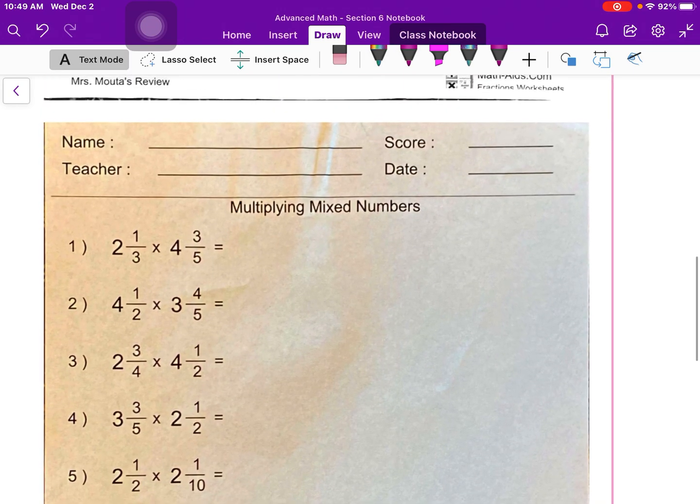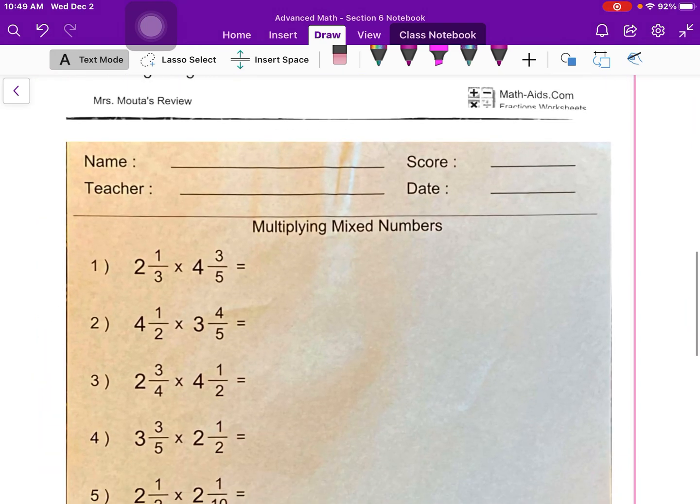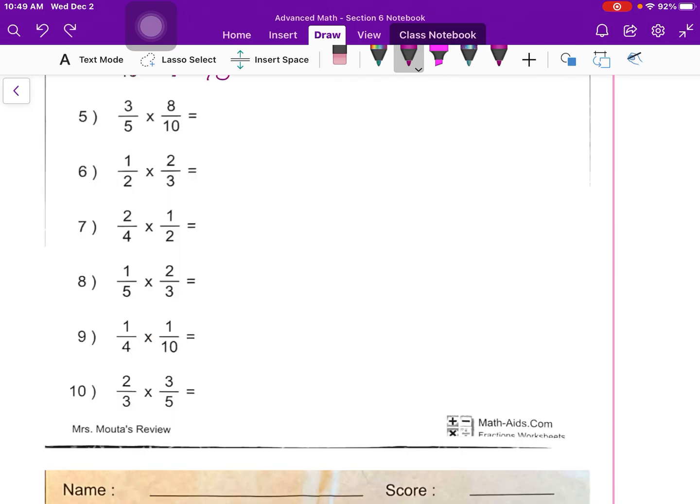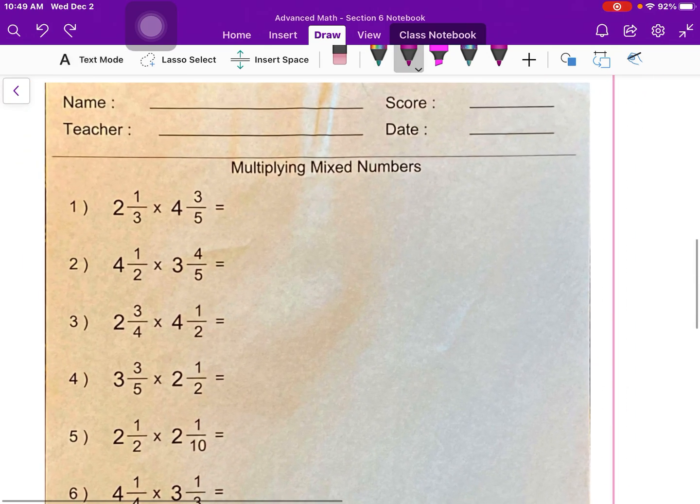Also on this page is how to multiply mixed numbers. Sorry. To multiply mixed numbers, you first have to turn them into improper fractions, like we practiced on the other page. First thing we would do is change this into an improper fraction by taking 3 times 2 is 6, plus 1 is 7. So I could change that to 7/3. And I change this one. 5 times 4 is 20, plus 3 is 23/5. And then I'm going to multiply those together.